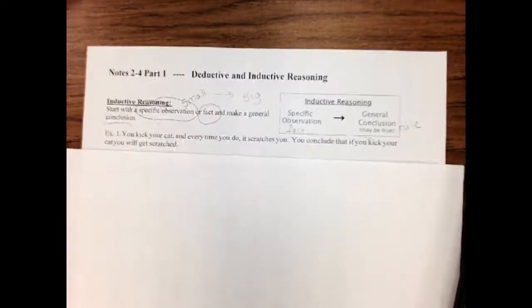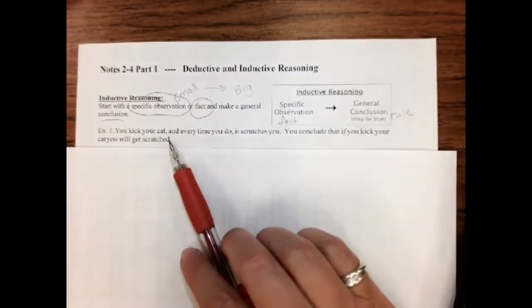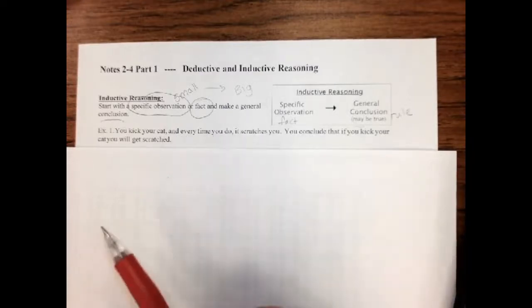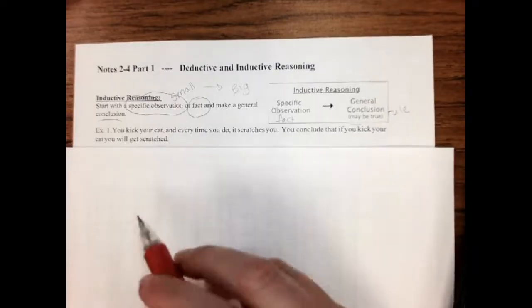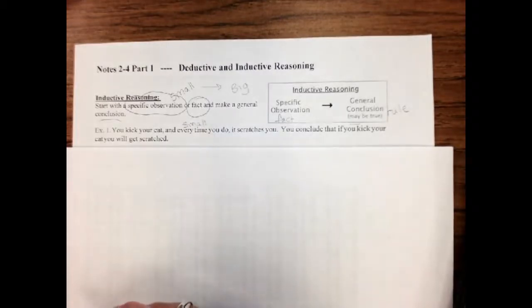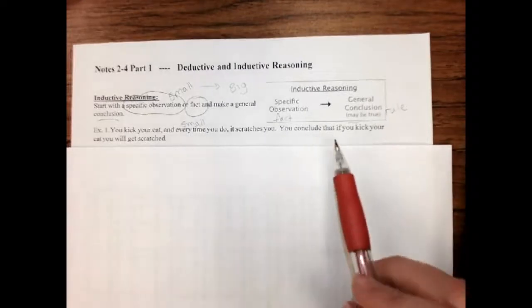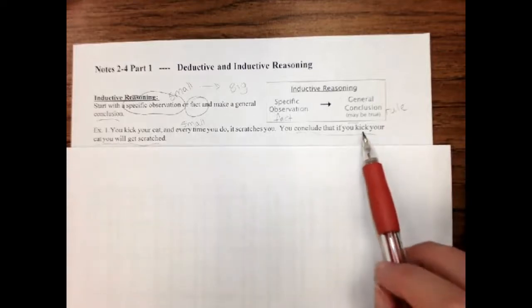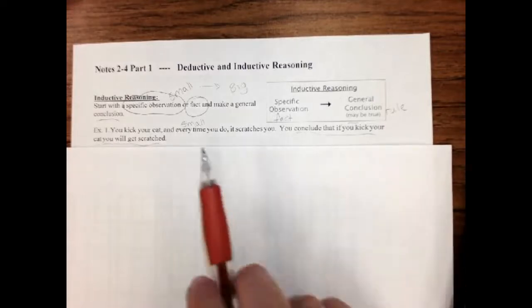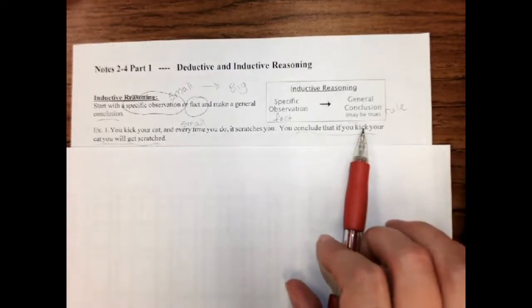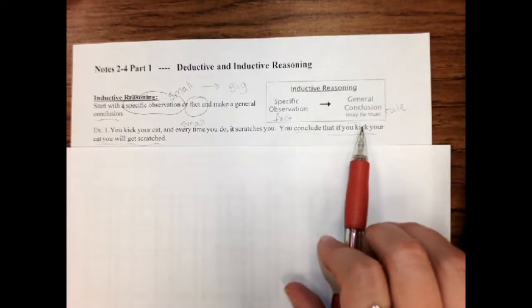For instance, on example 1, it says, you kick your cat. Every time you do it, it scratches you. So these are the observations that you're seeing. The small fact that each time you kick the cat, it scratches you. So what you conclude, here's your rule that you come up with that you think is going to apply every single time: if you kick your cat, then it will scratch you. Today you kicked it, it scratched you. Tomorrow you kick it, it scratches you. So you make up a rule that says you think every time you kick it, it's going to scratch you.